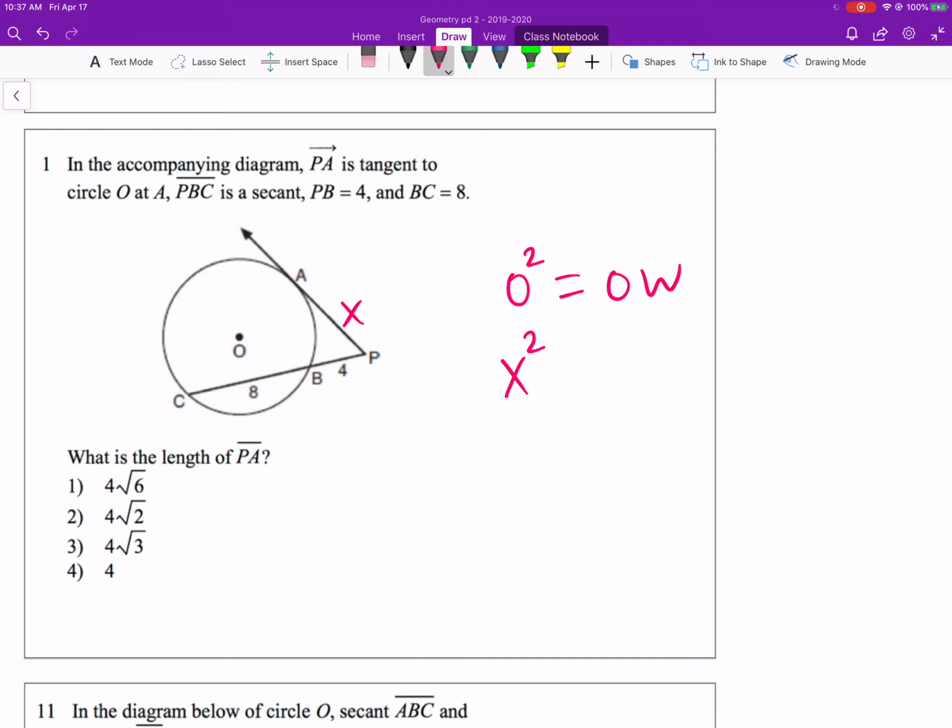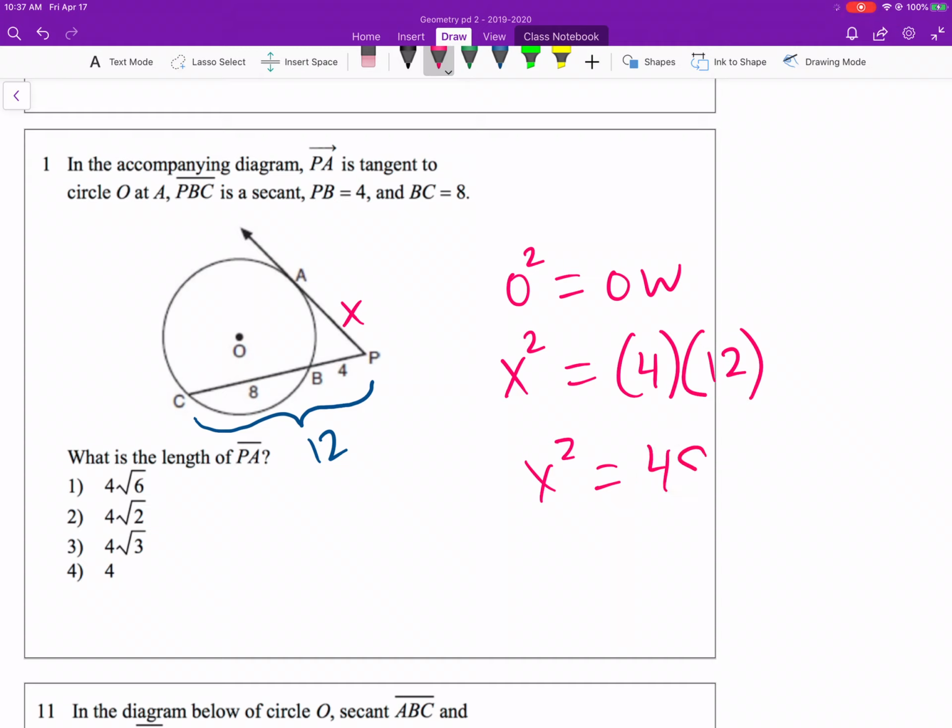So the outside times itself is equal to the outside, which is 4, times the whole, which a lot of students write 8 here. The whole thing is not actually 8. Be careful. We want the whole piece, not the inside piece. None of this has the inside piece involved. It's either the outside or the whole thing. The whole thing right here is 8 plus 4, which is 12. So this would be 4 times 12, outside times the whole. So you get x squared is equal to 48.